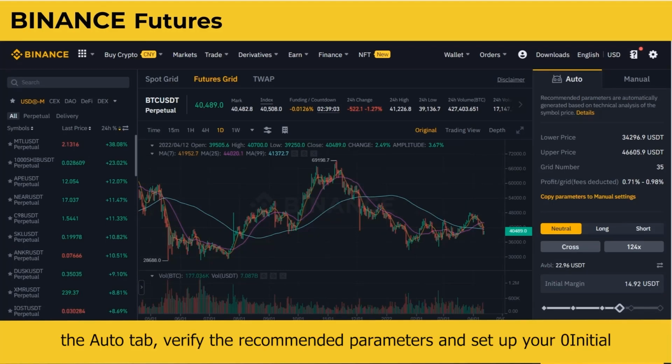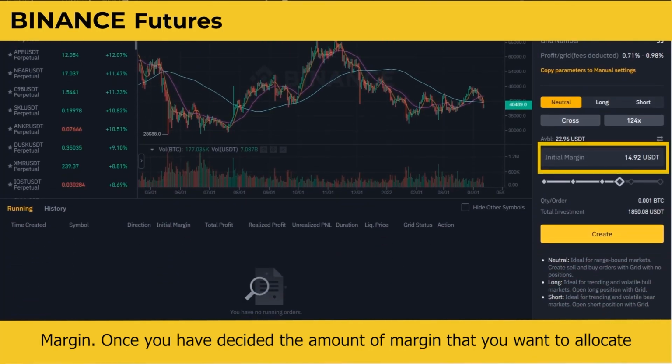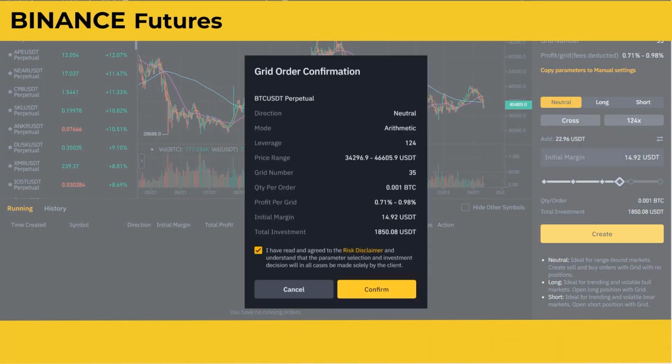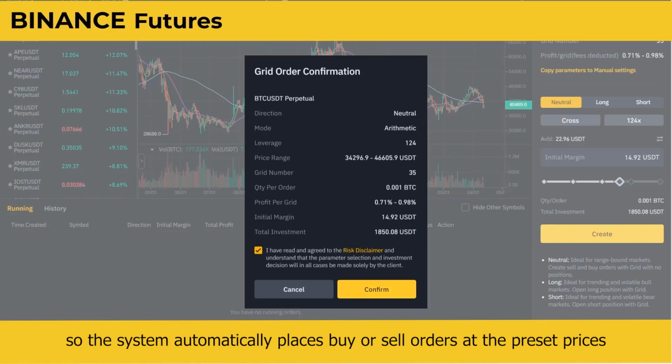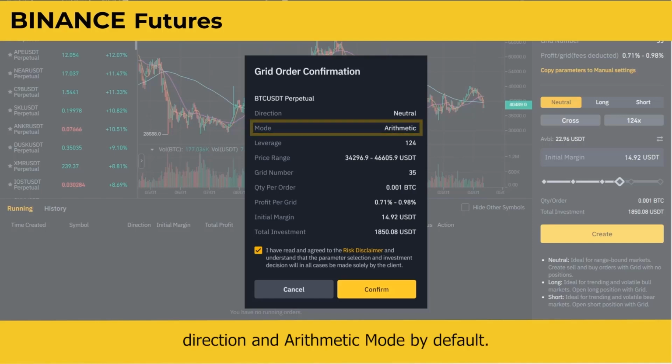On the Auto tab, verify the recommended parameters and set up your initial margin. Once you have decided the amount of margin that you want to allocate to your grid trading strategy, click Create and confirm your grid order so the system automatically places buy or sell orders at the preset prices. It is worth noting that the recommended parameters are set in a neutral direction and arithmetic mode by default.